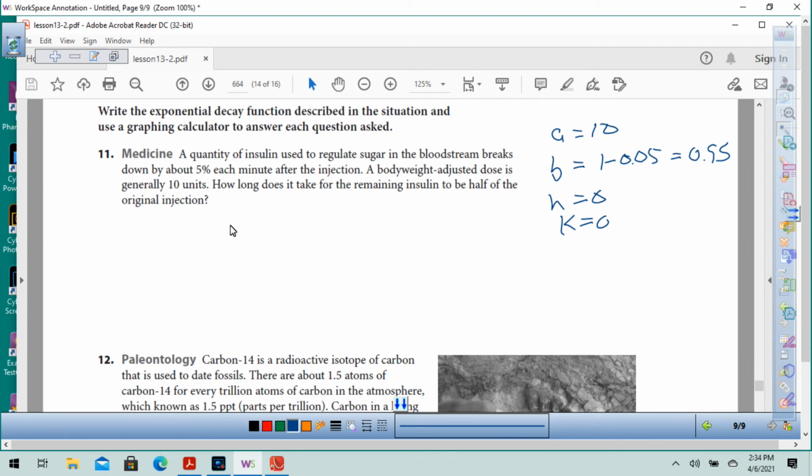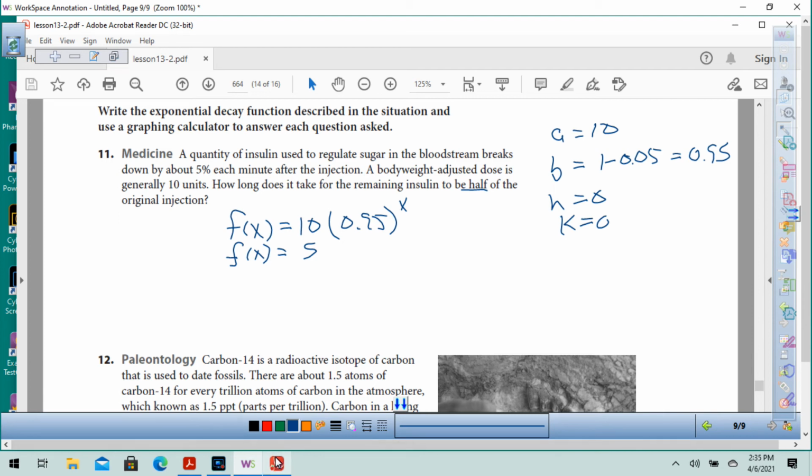So let's see here. What does that do? F of X equals 10 times 0.95 to the X power. And the other one, it says half. So I'm going to say F of X equals 5. Now, I'm using X because the calculator doesn't take anything else. You could use T, all right?